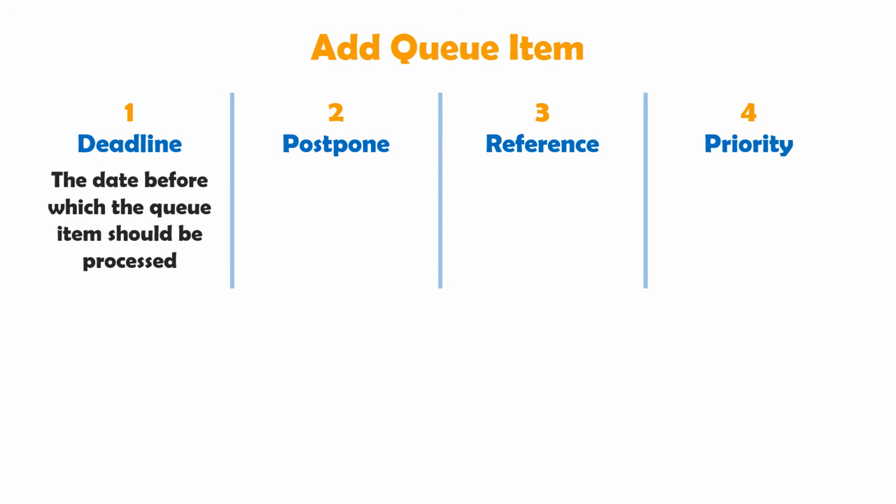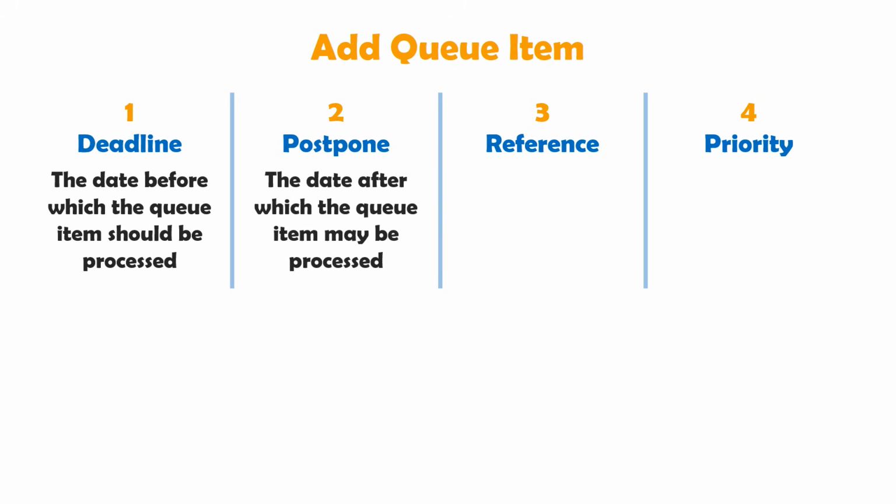Deadline is the date before which the queue item should be processed. This means that this queue item should be processed before this date, else this item will not be processed. Postpone is the date after which the queue item may be processed. This means that this queue item should be first processed after this date. Before this date, you cannot fetch the item from the queue.